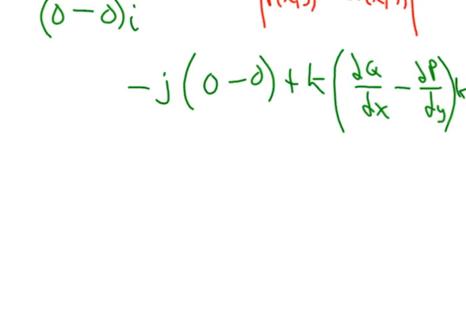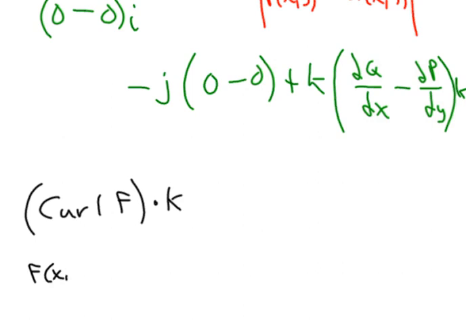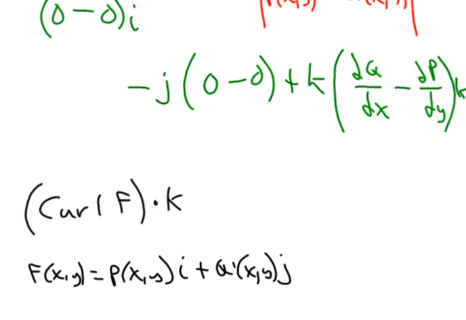Okay, so let's look at one more interesting expression. Consider this. Suppose I take the curl of f, which we just found, and we dot it with k. Now remember, f is a function, f of x comma y is equal to p of x comma y i plus q of x comma y j. So that's it. There's only two components. It doesn't move up in a third dimension here.